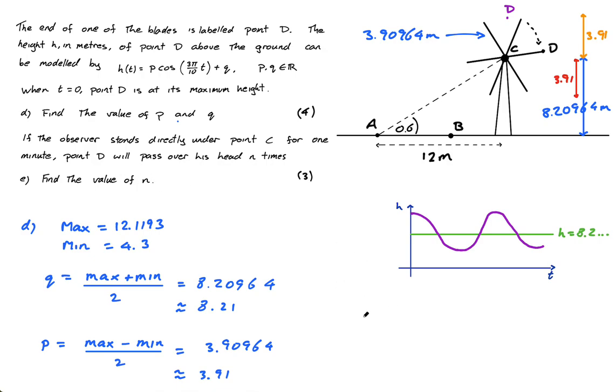Finally, part E, I'll just do it down here. Part E, it says, if the observer stands directly under point C, so imagine he stands here. If he stands there for 1 minute, point D will pass over his head n times. Find the value of n, right? So how many times is it going to go around and pass over his head? Well, I'd like to know how long it takes to do one full rotation. So one full rotation, and that would be our period, is equal to 2 pi over b.